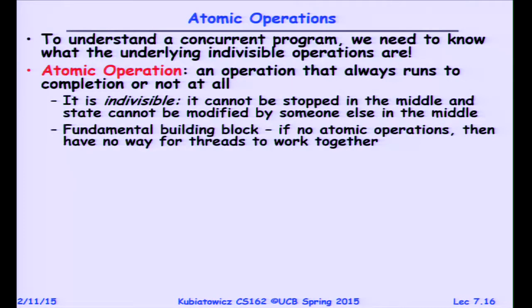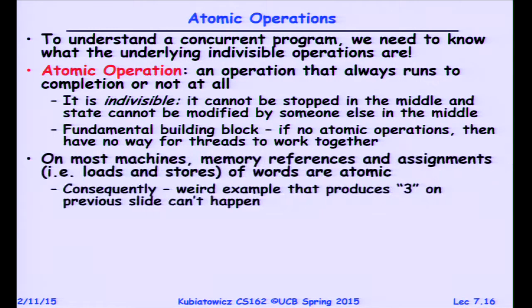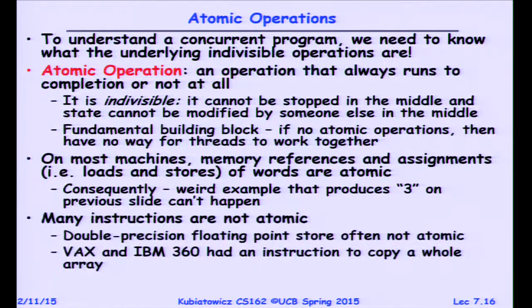And the question that's kind of interesting is, how far can we get with that? Can we do everything we need with atomic load and store? On most machines, basically, memory references are atomic, so we're good to go. Many instructions, however, aren't. I just mentioned the double precision floating point. There were instructions in a lot of architectures to do an array copy or a string copy. Those are also not atomic. So you've got to be careful when you start looking at the much more extended operations.